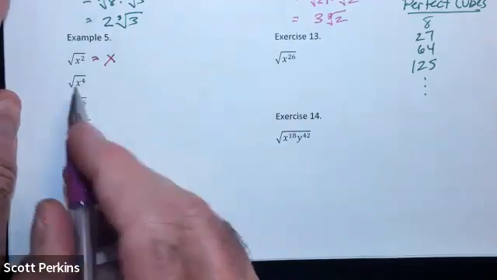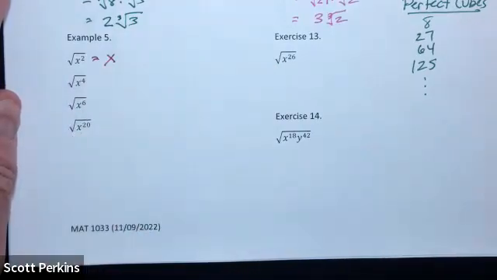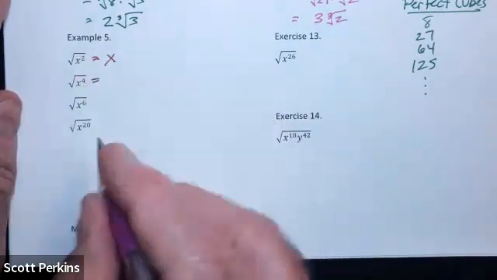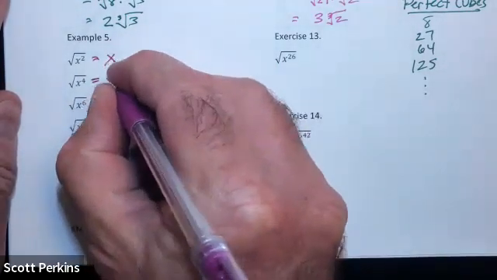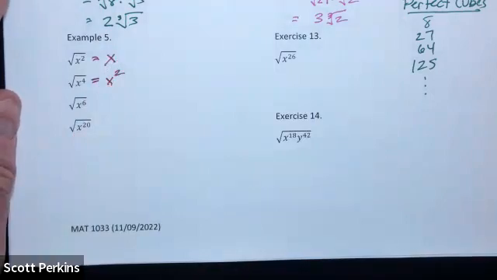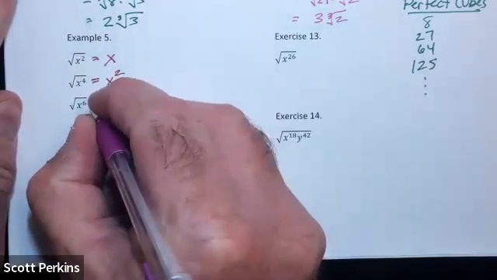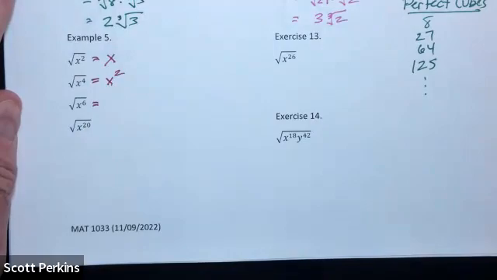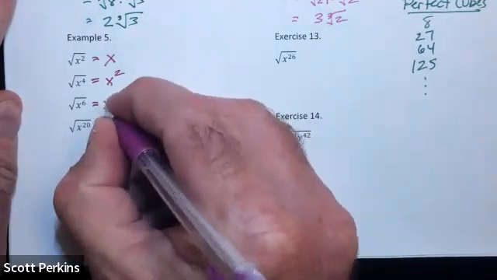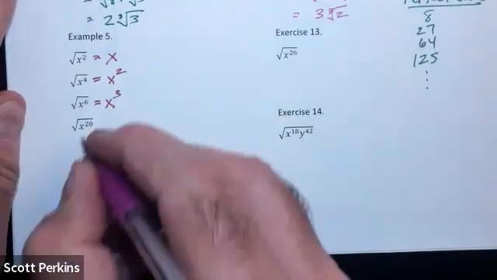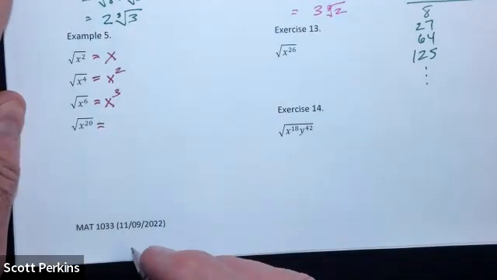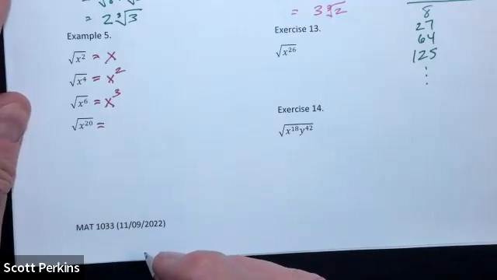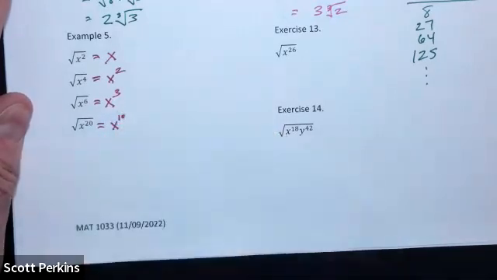Well, let's do this for all of these problems and see if we can figure out the pattern. The square root of x to the 4th. Yep, x squared times x squared. 2 plus 2 gives me 4. How about x to the 6th? What's the square root of that? x cubed. 3 plus 3 gives me 6, so x cubed. One more. The square root of x to the 20th. What times what gives me x to the 20th? Yep, perfection. x to the 10th times x to the 10th.